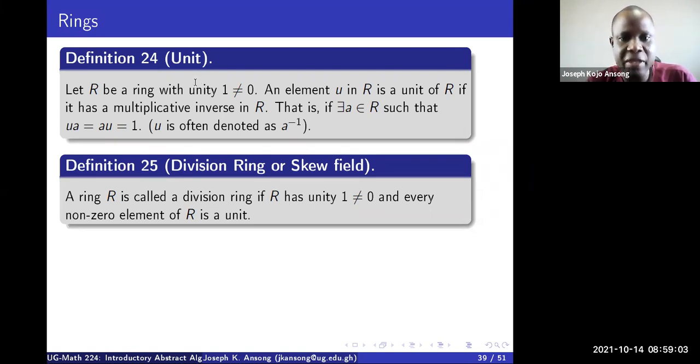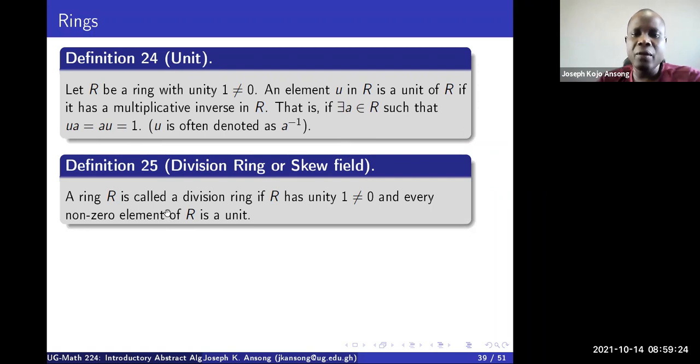So if A is an element in R, and I multiply the unit by A, or A by the unit, I get back my unity. I get back the unity in the set. That's the multiplicative identity. So that is called a unit.